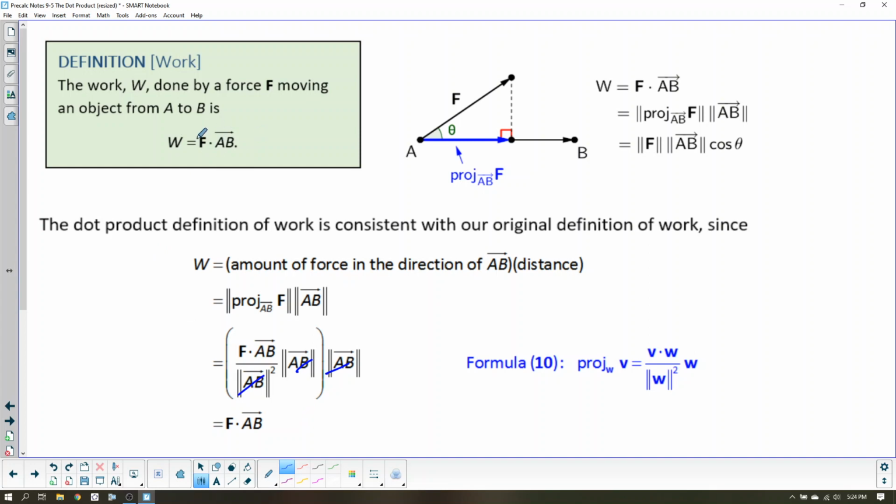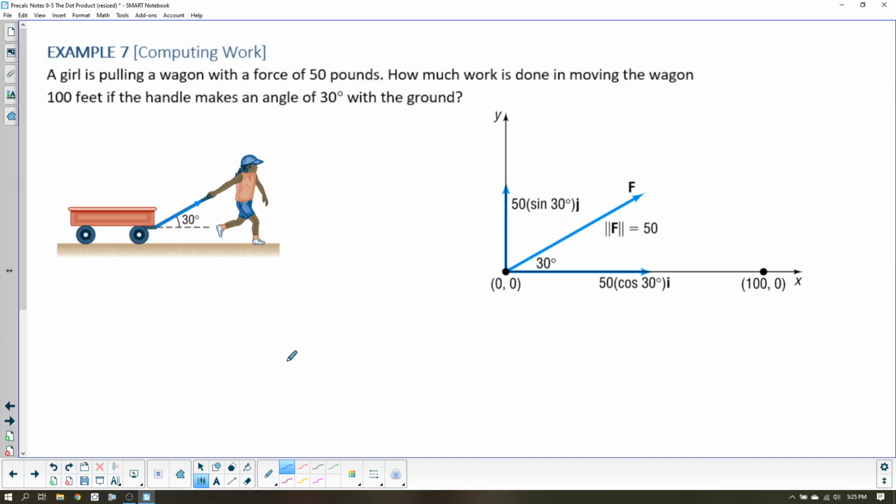So this definition is consistent with the car definition that we did before. Okay, so let's try to apply this example. We have a girl pulling a wagon with a force of 50 pounds, and the question is how much work is done in moving the wagon 100 feet if the handle makes a 30-degree angle with the ground.